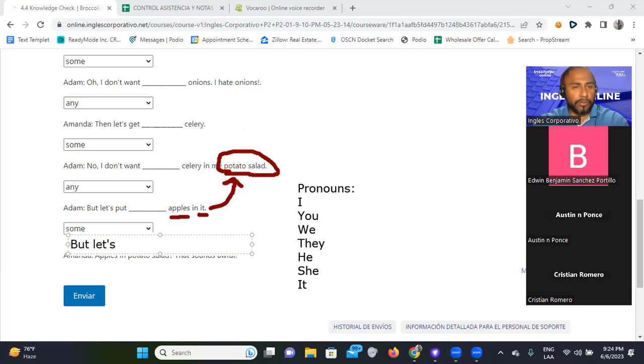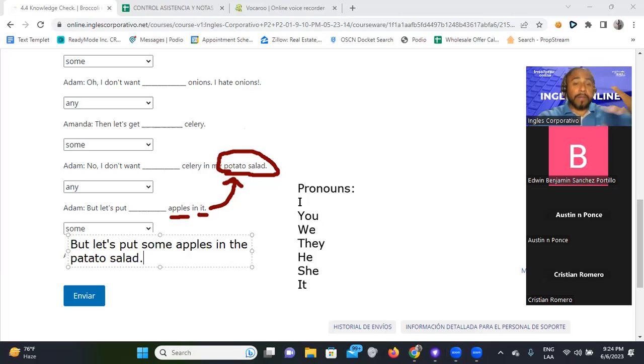Yeah, that is correct. But let's, okay, let's put some apples in the potato salad. And there I put the because it is something specific. Specific. Let's put some apples in the potato salad.